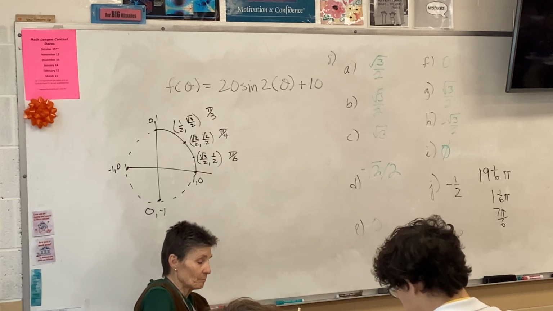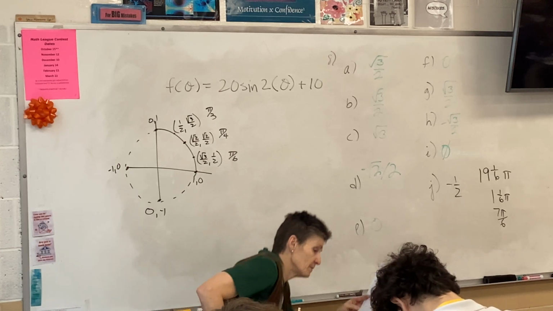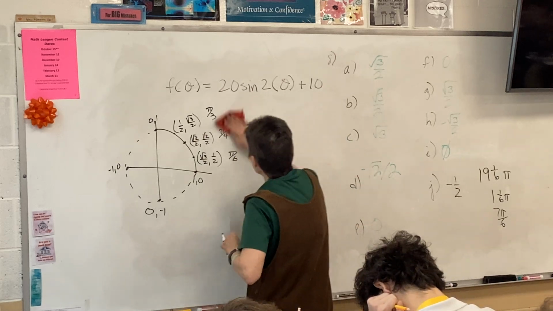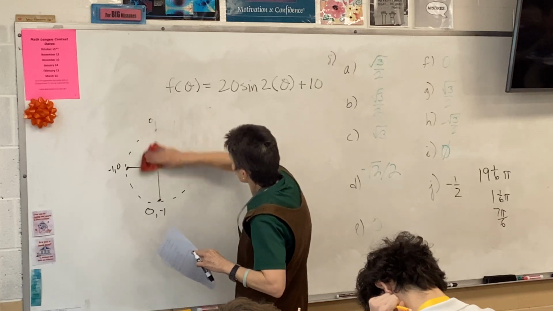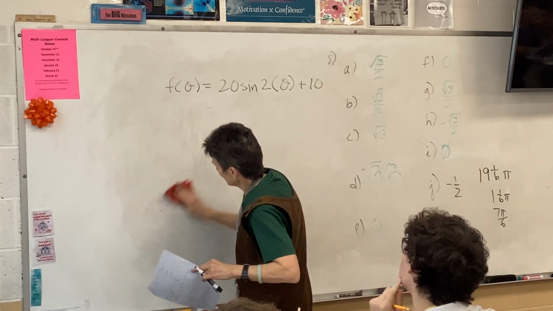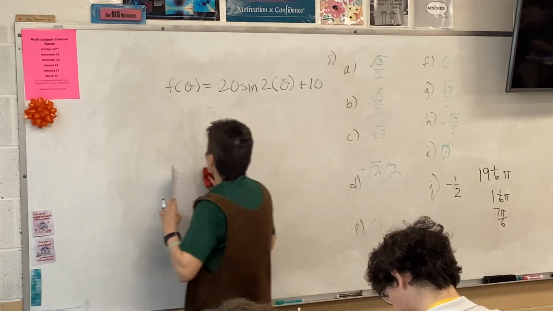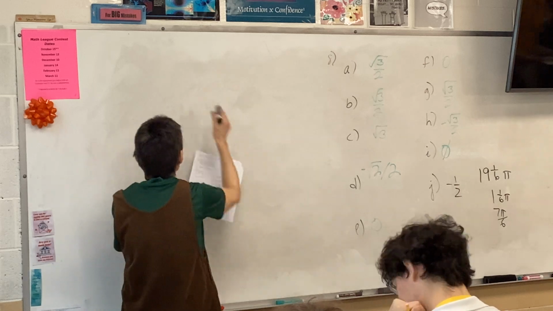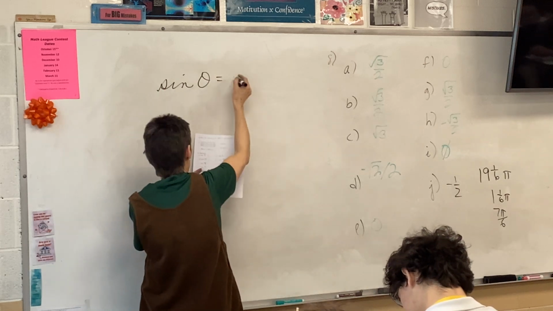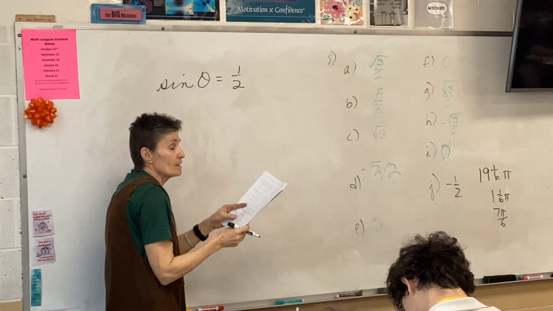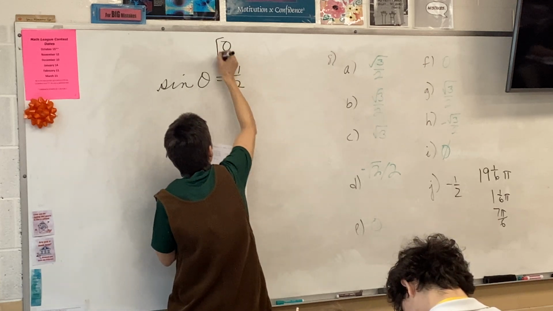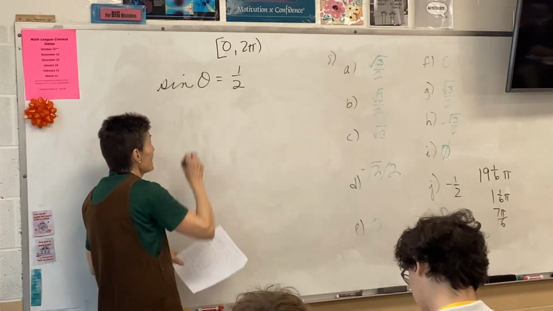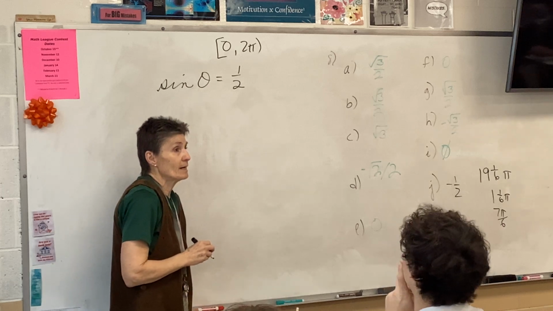All right, number 10. Be careful on these. Let's do the first one together just to make sure, and then I'm going to have people come up and put their answers on the board. But this is a little bit different because you're going to have more than one answer to almost all of these. So we're going 0 to 2 pi, and we want to know all of the angles that have a sine of 1/2.